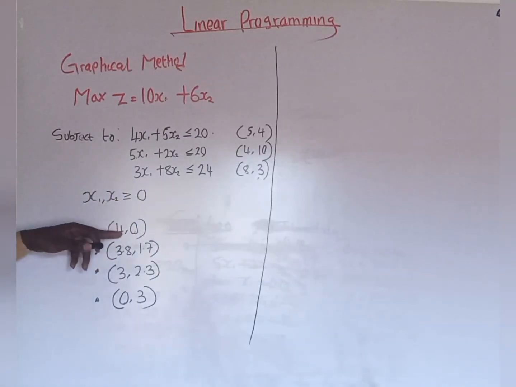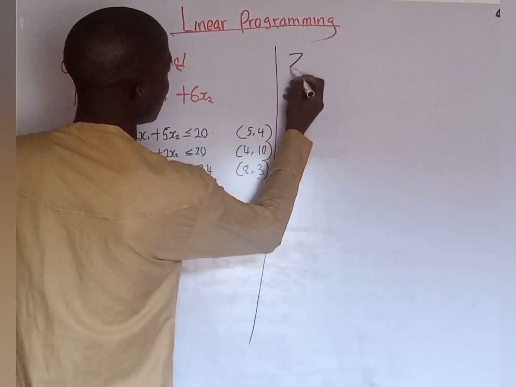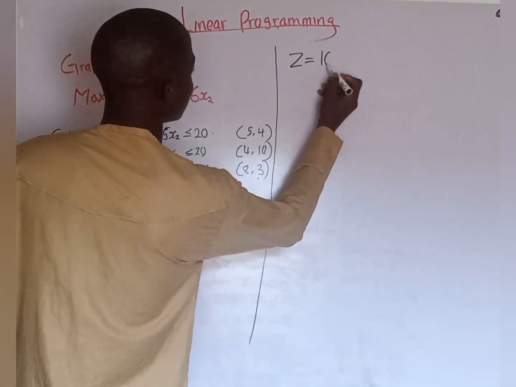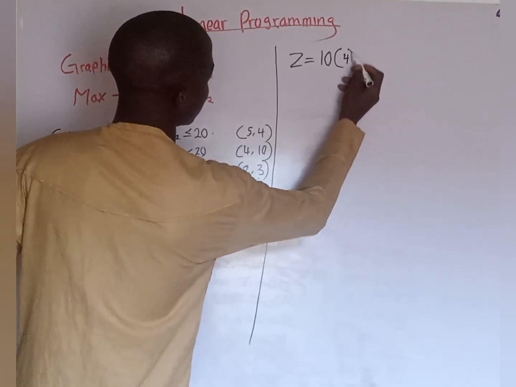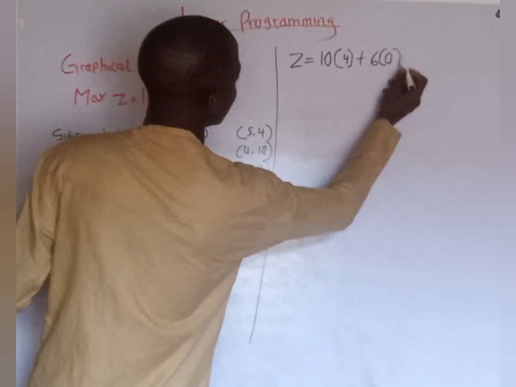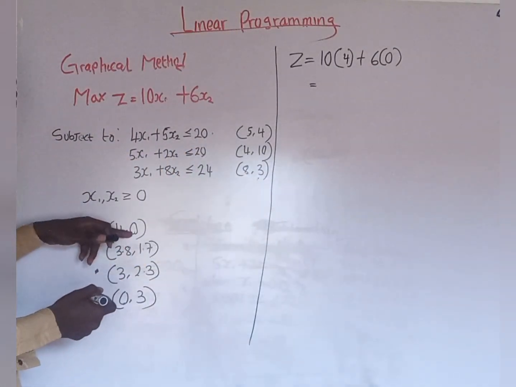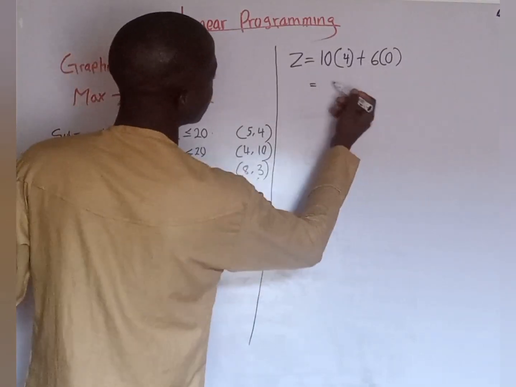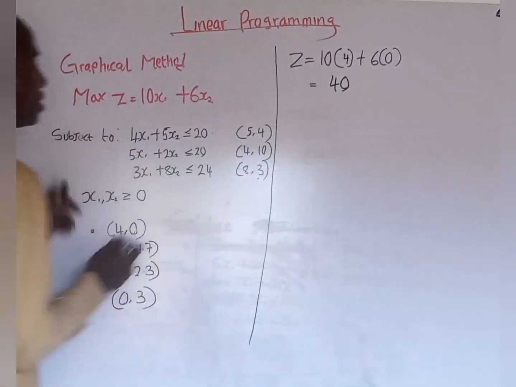When x1 is 4 and x2 is 0, the objective function z will be equal to 10 times 4 plus 6 times 0. 6 times 0 is 0, and 10 times 4 is 40. So the value is 40. Let's proceed with our calculation.